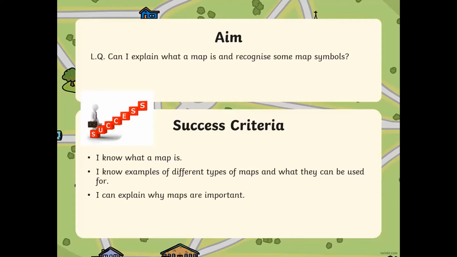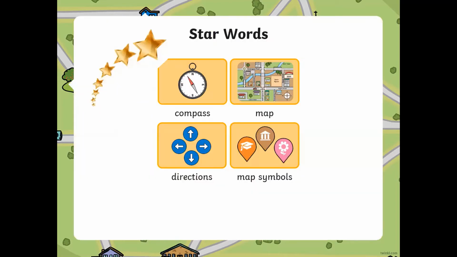Okay, so we're going to move on with today's learning and have a look at our learning question. Your learning question today is, can I explain what a map is and recognize some map symbols? Your steps to success are to know what a map is, to know examples of different types of maps and what they can be used for, and to explain why maps are important.